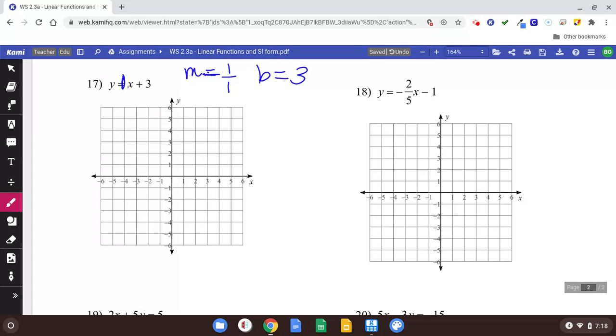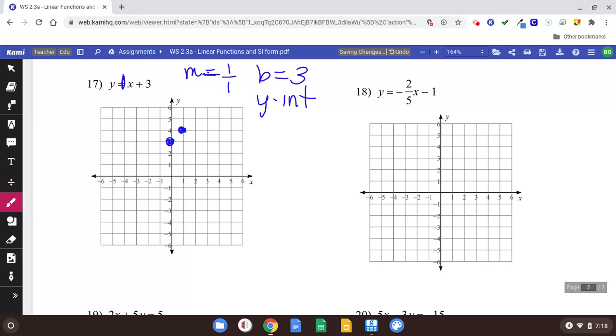Okay? So what is b? B is the y-intercept. What does that mean? That means that's where the line crosses the y-axis. So go to the y-axis to 3. Then with your slope, give that line a slope of 1 over 1. Remember, 1 is positive. So up 1 and right 1. And we'd have a dot there.